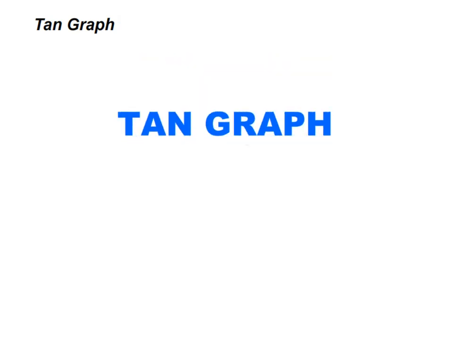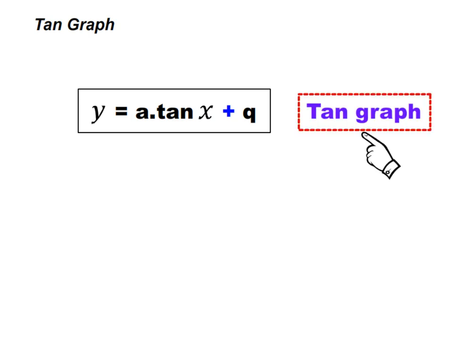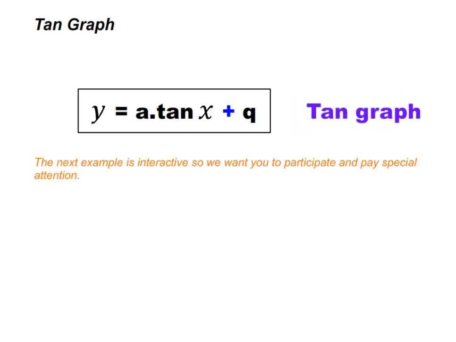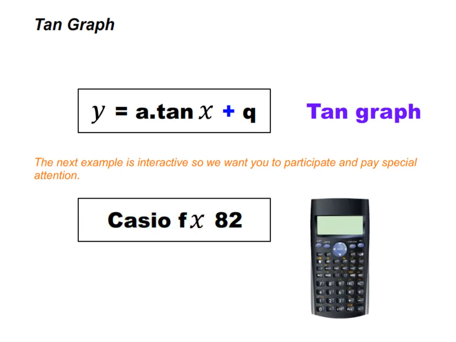Tan graph. We have already sketched the sine and cosine graphs. In this section, we are going to sketch a tangent graph. The next example is interactive, so we want you to participate and pay special attention. Take out your Casio FX82 scientific calculator and let's have a look at this example.